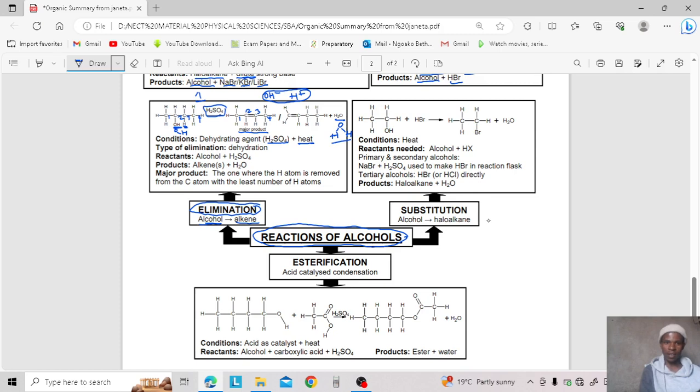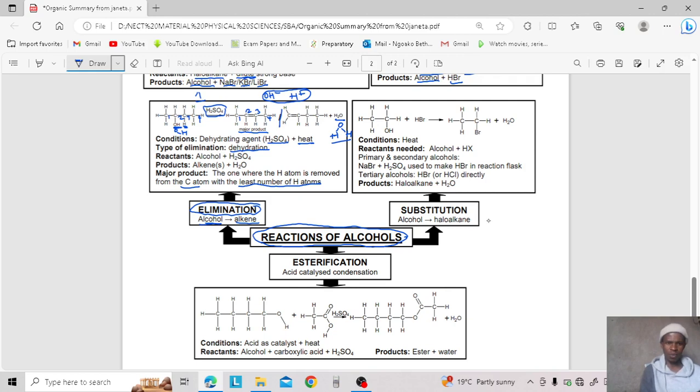Then here, this one, they said OR, meaning this is a minor product. But the question will specify for the major product. If they specify, always write the major product using Markovnikov's rule, where you must remove from the carbon with the least number of hydrogen atoms. Right, the reaction conditions must have that, and the type of elimination we call dehydration. So dehydration means we are removing water, so we'll make this dry.